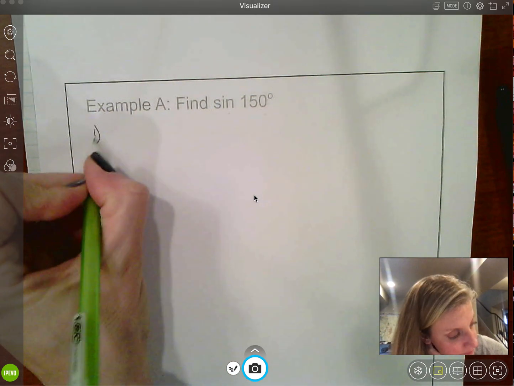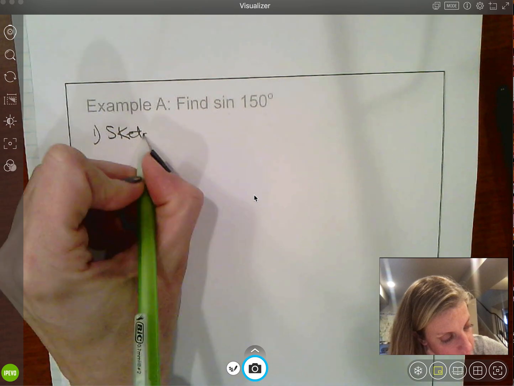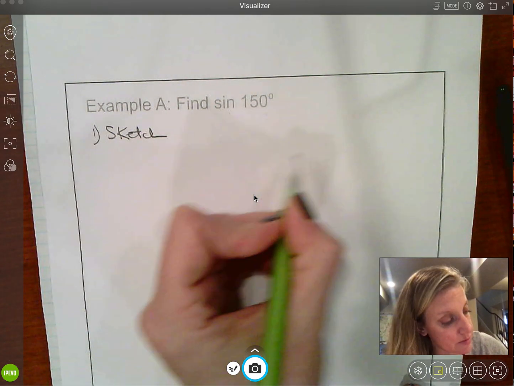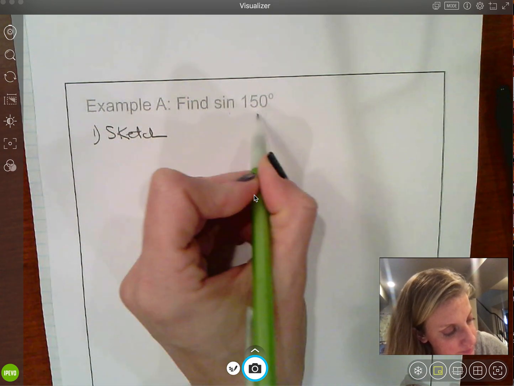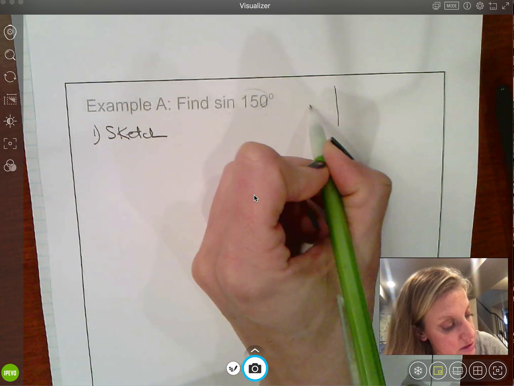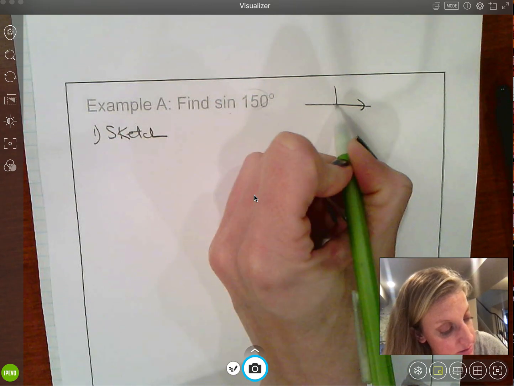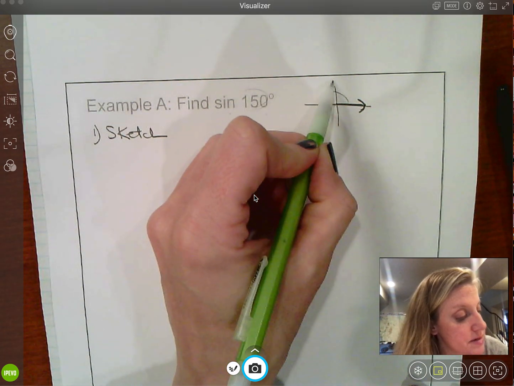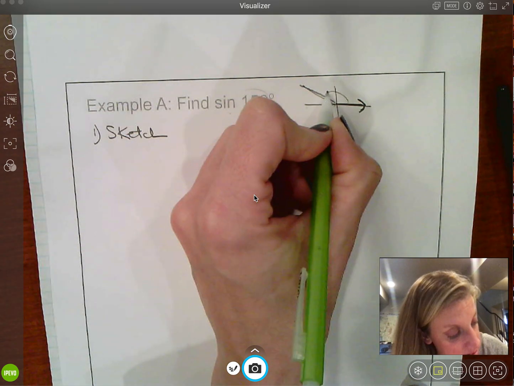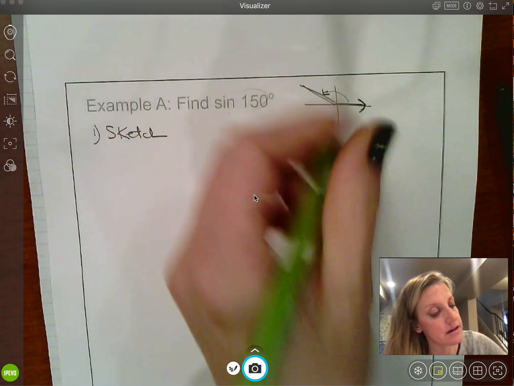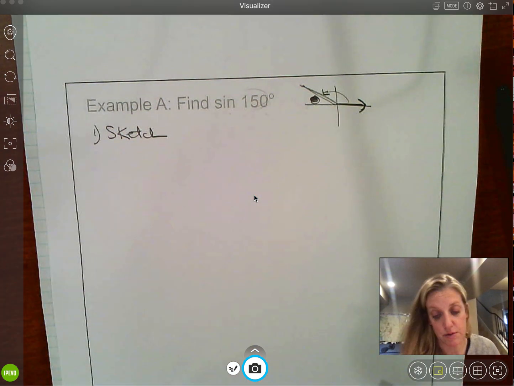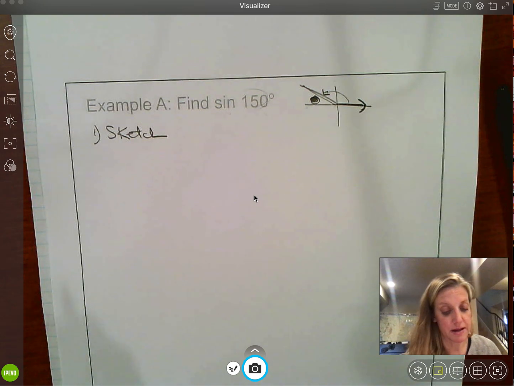Step 1. Let's do a little sketch, okay? A little sketch here. I would say, think about what 150 degrees looks like. If you have your initial side, then it's going to go in the positive direction. It'll be somewhere between 90 and 180. So that 150 is going to land in quadrant 2, and my reference angle is going to be right there. Okay, so that's my little sketch.